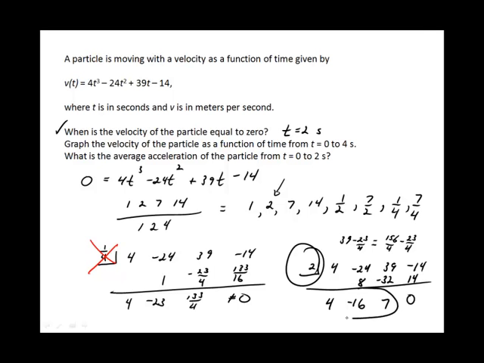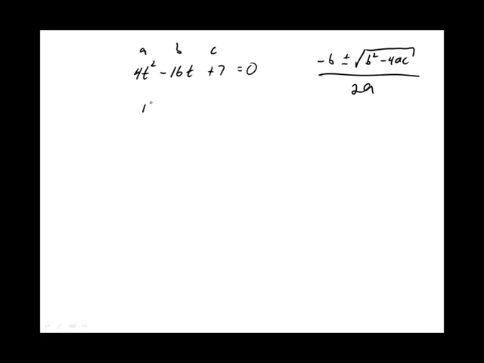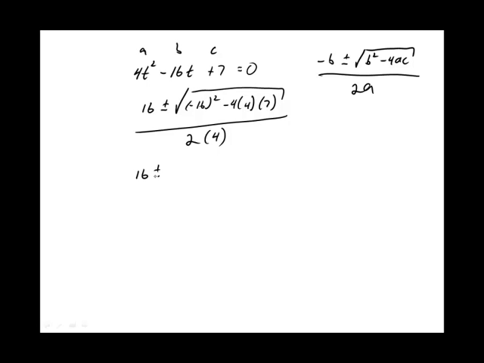Now this has given me a new polynomial. And that new polynomial has coefficients of 4, -16, and 7. So I get 4t squared minus 16t plus 7, and that's equal to 0. And I can use the quadratic formula for this. So a, b, and c, and the quadratic formula is minus b plus or minus the square root of b squared minus 4ac all over 2a. So that's 16 plus or minus the square root of -16 squared minus 4 times 7 all over 2 times 4. So that's 16 plus or minus the square root of 256 minus 112 all over 8.